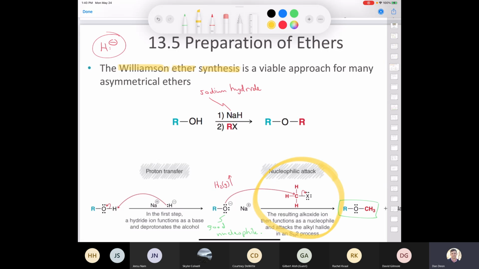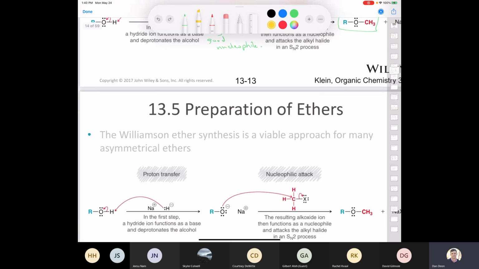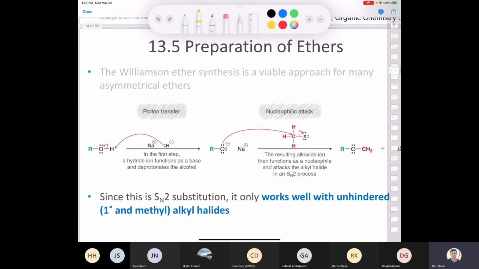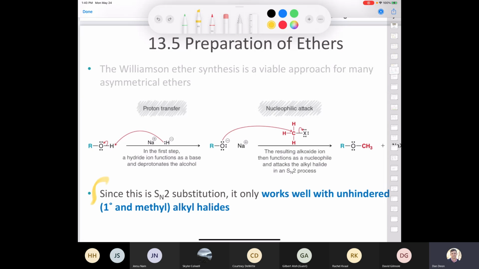Now I'm going to address this part right here, because if you're like, Mr. Dion, that's not going to work if it's a secondary or a tertiary alkyl halide, then you're just going to get mostly elimination or all elimination, and you're 100% correct in assuming that. And if you're lost, if you're like, I'm not sure what you mean by this: since the second step here is an SN2 reaction, why does it only work well with primary and methyl alkyl halides? Doesn't work with a secondary or tertiary. Let me show you.